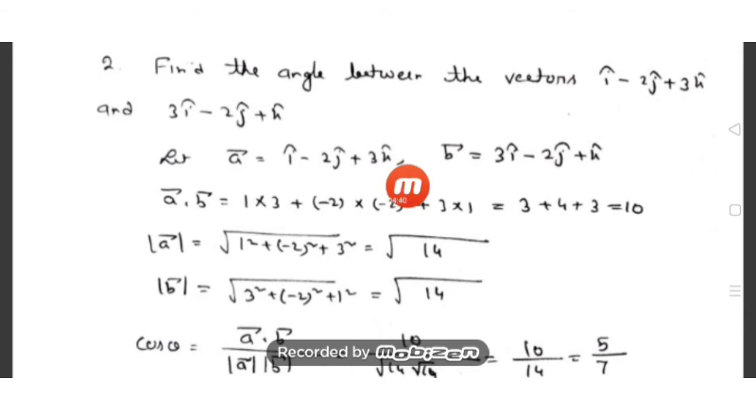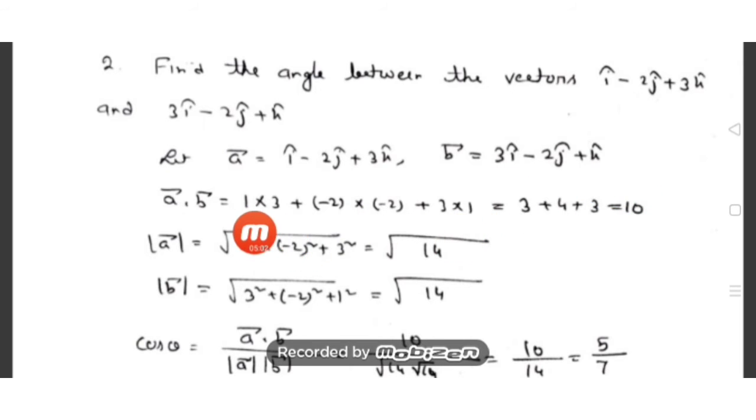So the coefficient of i cap in a bar is 1. So 1 into, here the i cap coefficient is 3. So 1 into 3 is the first term. Second term, plus coefficient of j cap, that is minus 2 into minus 2. This is done. Plus the next is what? Sum is required, is it not? So here coefficient of k cap, that is 3 into 1. This one.